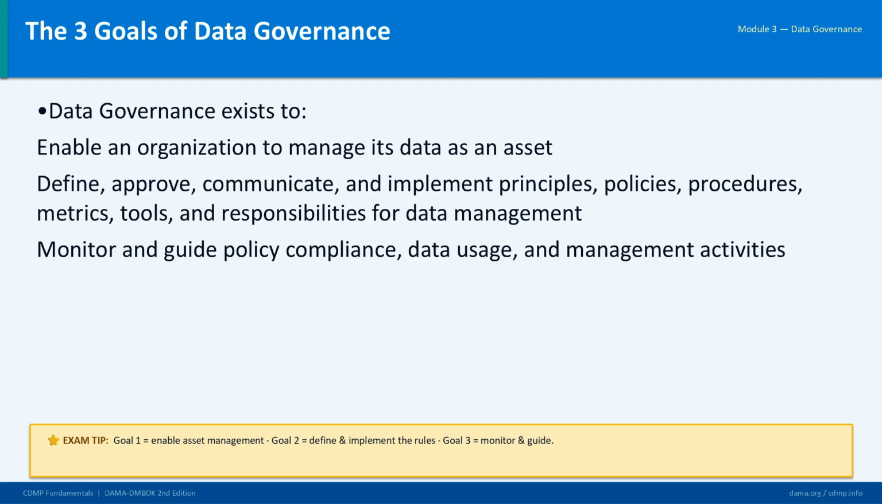Data governance has 3 goals, and they form a logical progression. The first goal is to enable the organization to manage its data as an asset. That's the overarching purpose. The second is to define, approve, communicate, and implement the principles, policies, procedures, metrics, tools, and responsibilities for data management. In other words, to create and put in place the rules. And the third goal is to monitor and guide policy compliance, data usage, and management activities, to keep watch and steer. So, enable asset management, define and implement the rules, then monitor and guide. 3 goals, know them as a set.